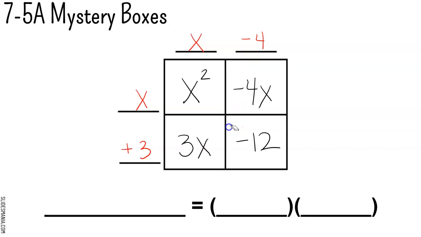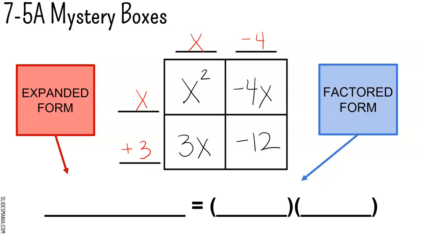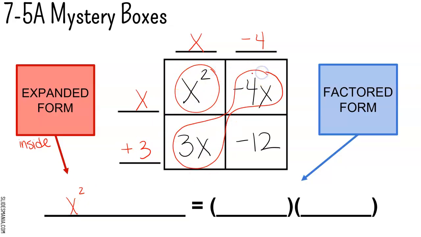What we just did is we took something that was in expanded form and we turned it into factored form. The expanded form is the inside of the box. It's what we were doing last unit, where we're adding all of our terms together. So our expanded form here is x squared. I can combine the negative 4x and the 3x to get negative 1x, or just negative x, and minus 12.